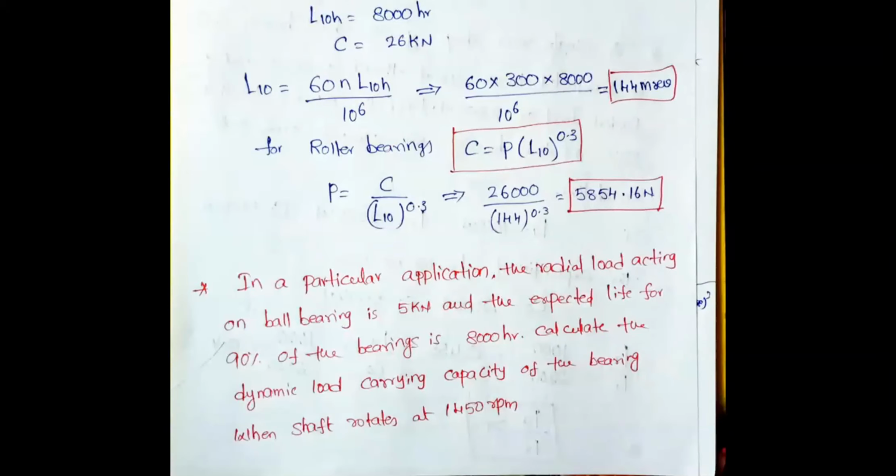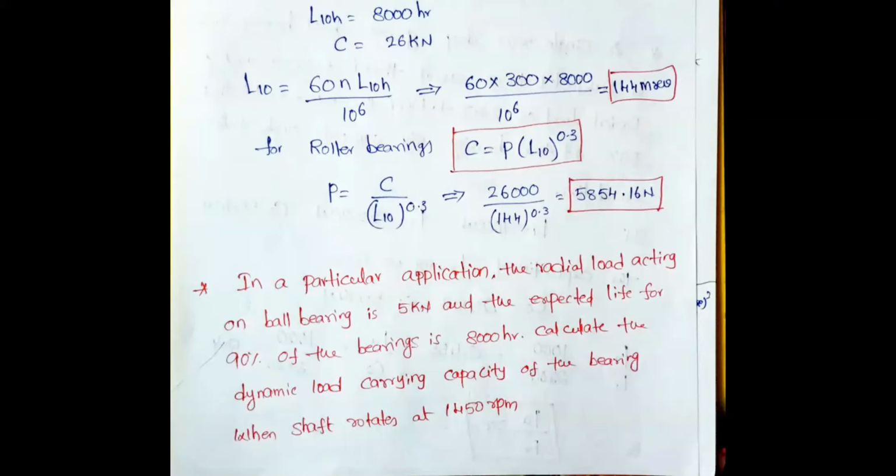The solution is not visible on the screen, so it is easy for you to solve the problem. The problem is, in a particular application, the radial load. For both the bearings, the formula is the same, whether it may be a ball bearing or roller bearing. Only your small p value will be varying.